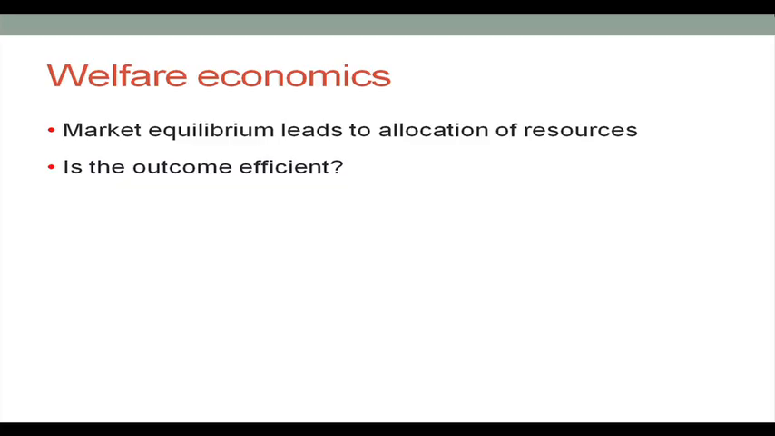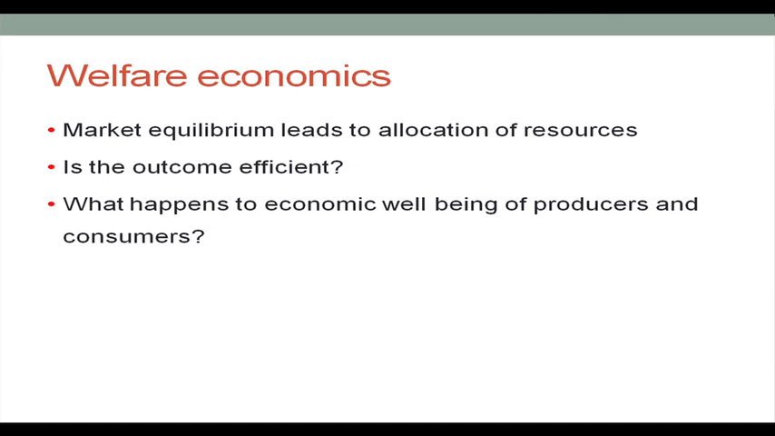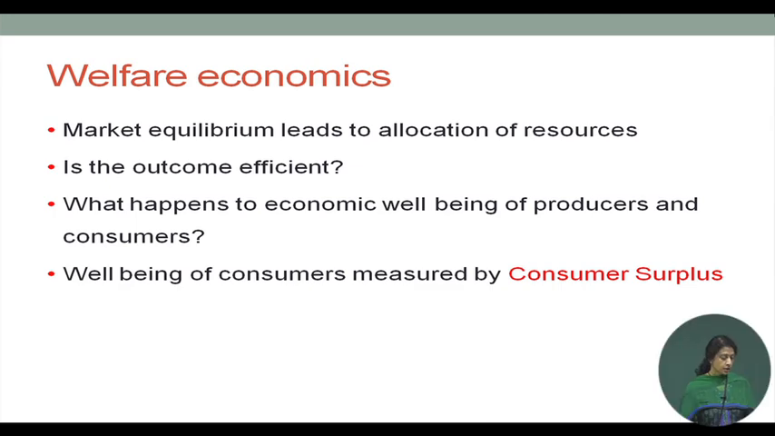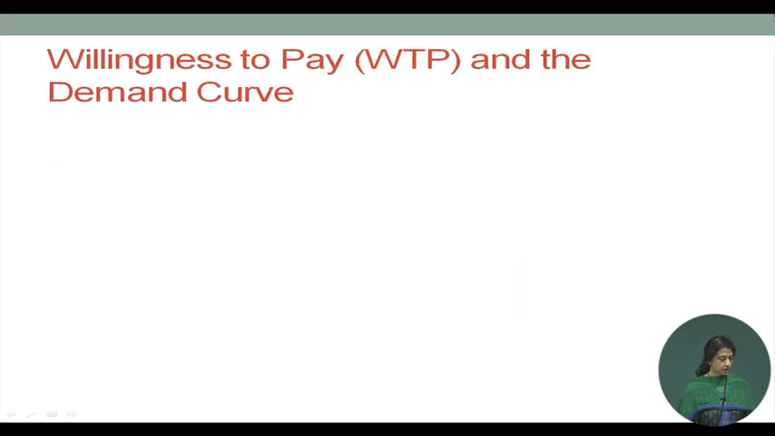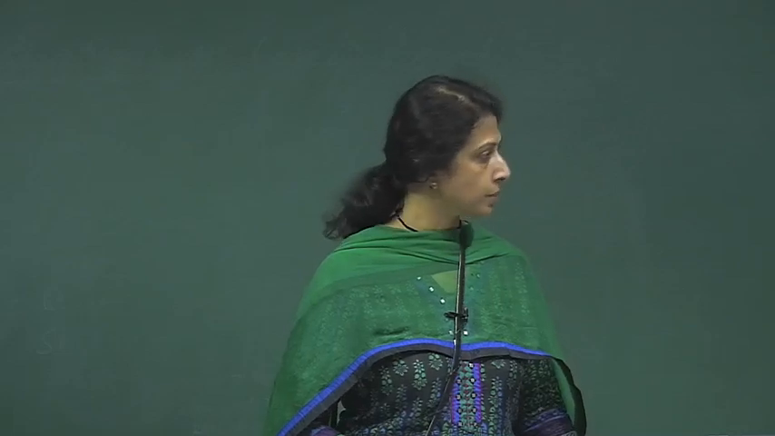So the market equilibrium that we get, is that an efficient outcome? That is also what we are going to see. And what happens to the economic well-being of producers and consumers? We explain economic well-being through something called the consumer surplus for the buyers and something called the producer surplus for the sellers. Let me start with consumer surplus and explain what it is.